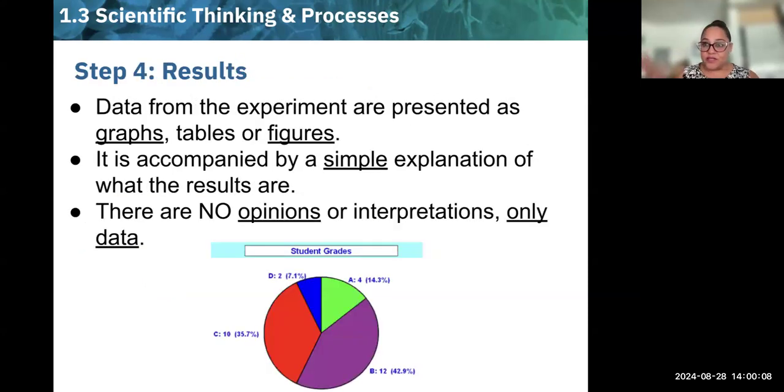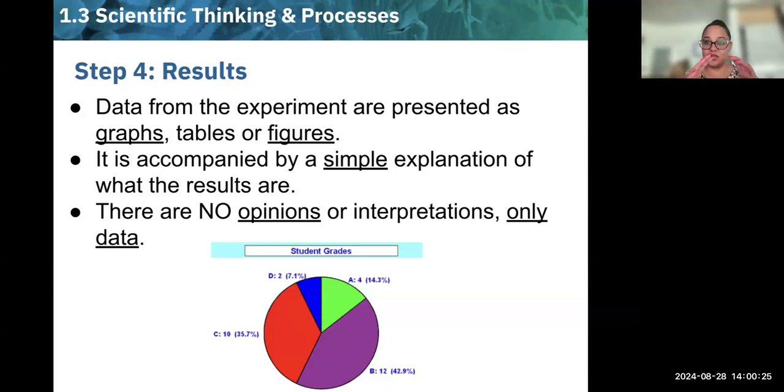So moving on from experiment, we gather data, we put it together in graphs and figures. This is the results section. So data from the experiment presented as graphs, tables, or figures. It is accompanied by a simple explanation of what the results are. There are no opinions or interpretations here, only data.